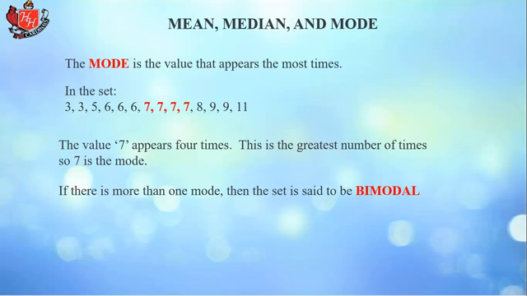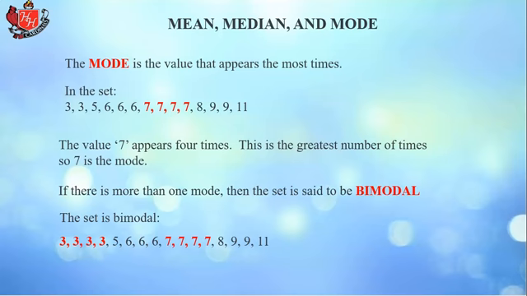If there's more than one mode, then the set is said to be bimodal. That's if there are 2 modes. There could be 3 or 4, but usually not. The set below, which is different than the one above, is bimodal. So you have 4 3s and 4 7s. Those are the 2 that appear the most times, so that's said to be bimodal.